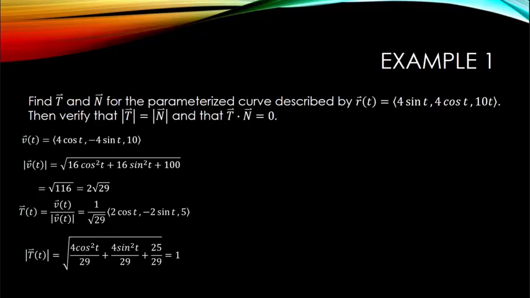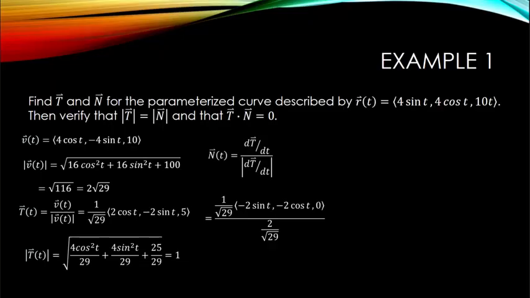The magnitude of the unit tangent vector is given by the square root of 4 cosine squared t over 29 plus 4 sine squared t over 29 plus 25 over 29, and this is equal to 1. My principal unit normal vector is given by the first derivative with respect to t of the unit tangent vector over the magnitude of the first derivative with respect to t of the unit tangent vector.